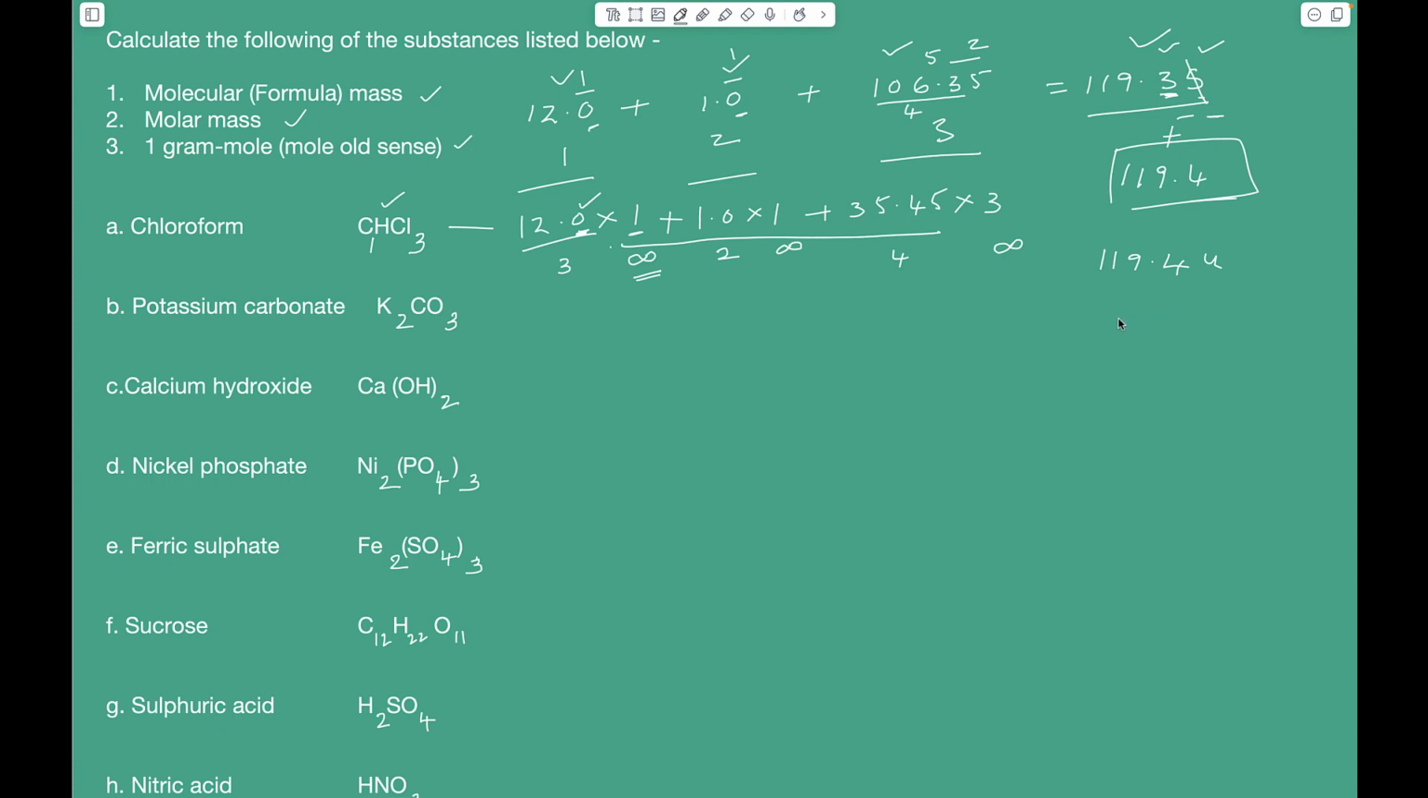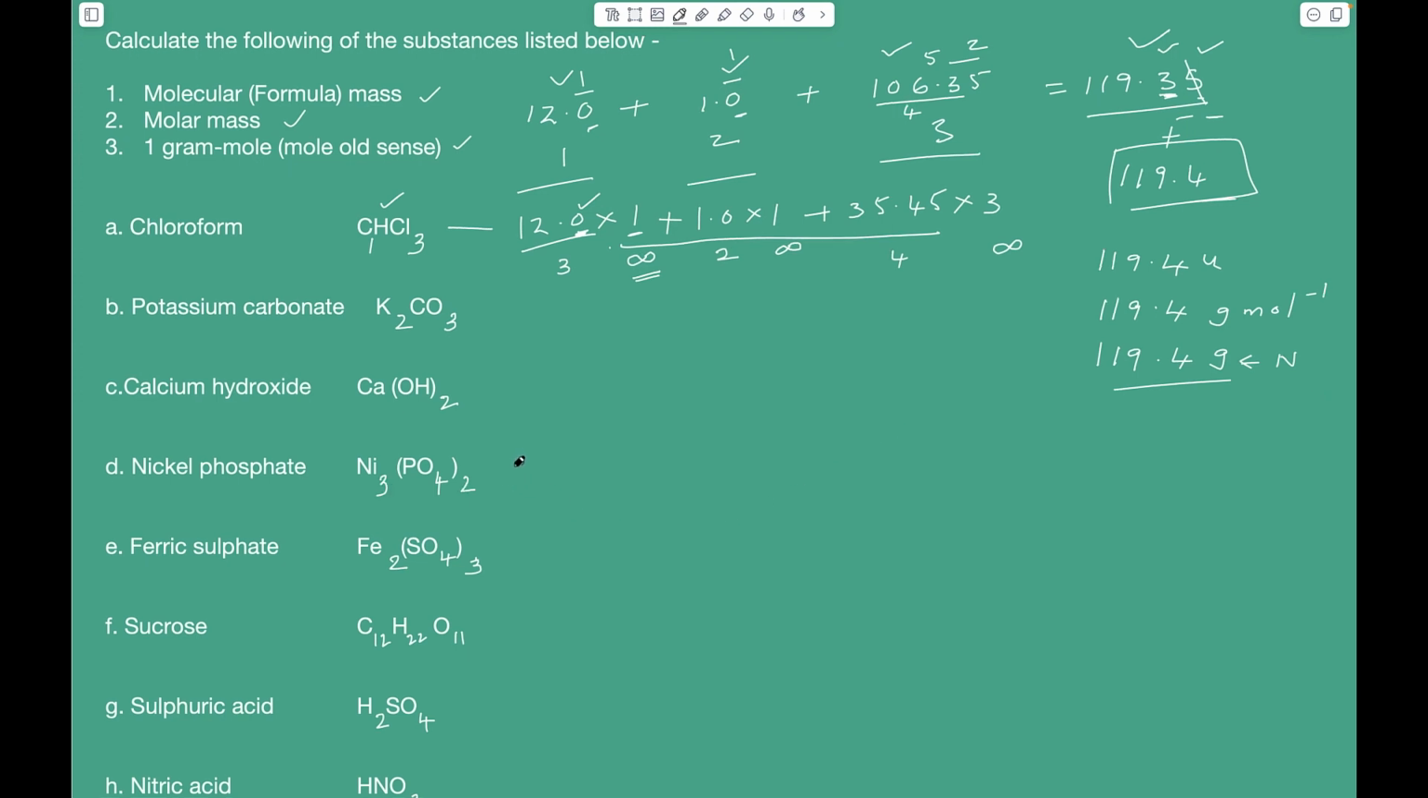Then its molar mass is its mass per 1 mole of chloroform, and 1 mole of chloroform contains an Avogadro's number of chloroform molecules. So its molar mass will be equal to its molecular weight expressed in grams per mole. Then the mass of 1 gram mole or 1 mole of chloroform, of course in the old sense, would be its molecular weight expressed in grams. And you know, 1 mole of any substance contains an Avogadro's number of molecules.